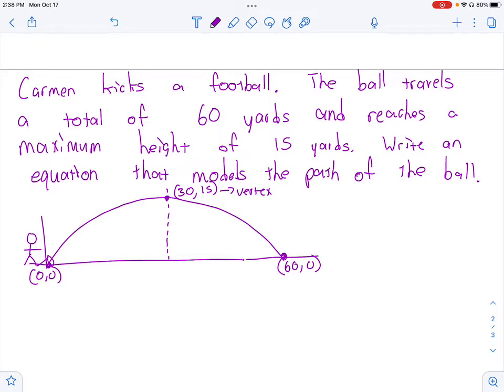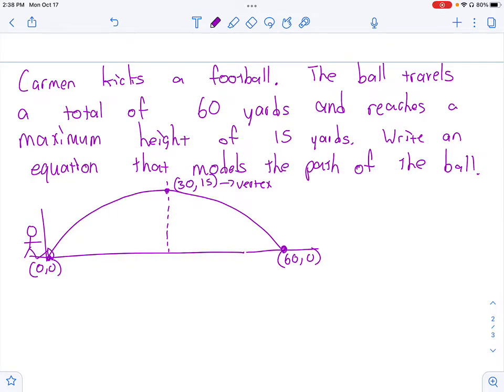And now I have just another question where I'm trying to write the equation of a parabola given a point and a vertex. So writing down vertex form again, this is just vertex form. And then I know my vertex is at 30, 15. So y is equal to a times x minus 30 squared plus 15.